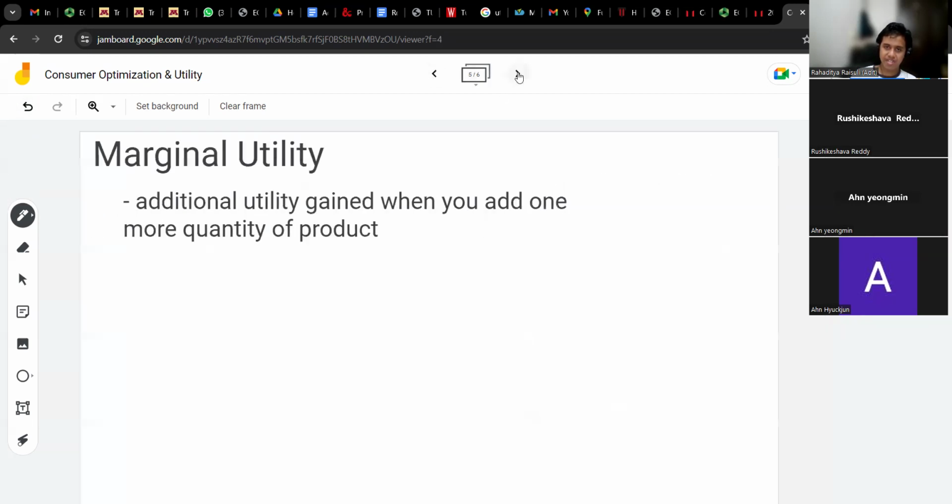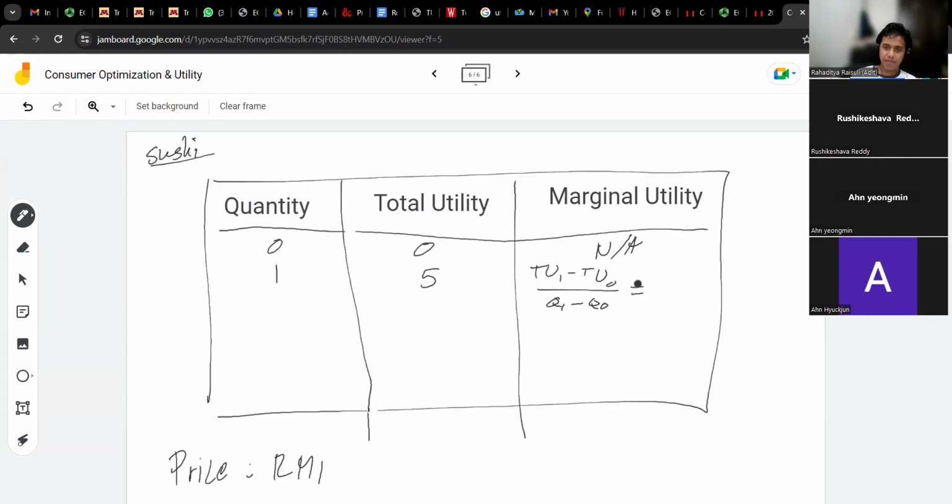How exactly does it work? I'll show it to you in a bit. But basically in this case, you'll see 5 minus 0 over 1 minus 0 equals 5 over 1, which equals 5. Your marginal utility is referring to how much the utility increased. So in this case, it's 5. Then, of course, you can continue to quantity 2.